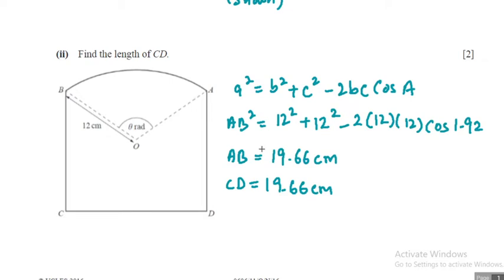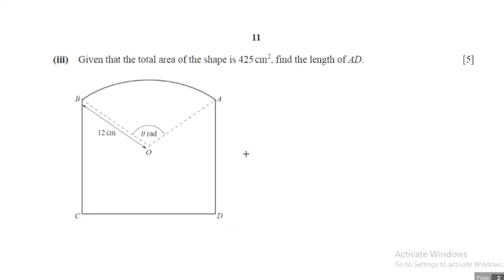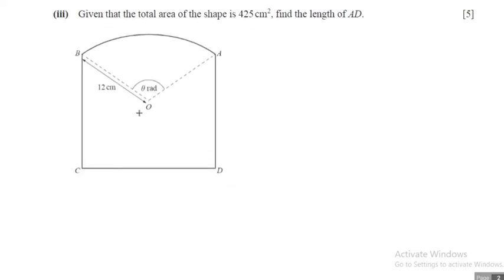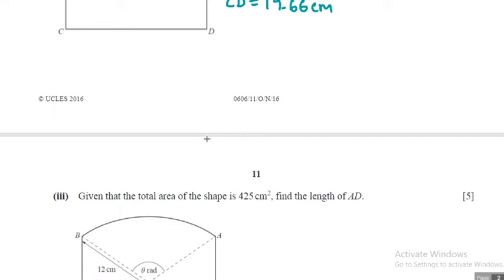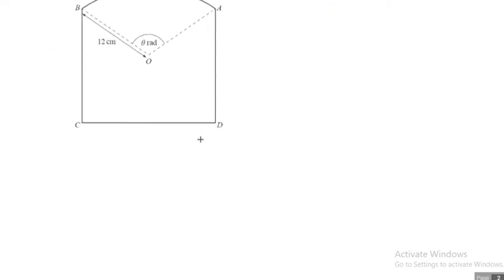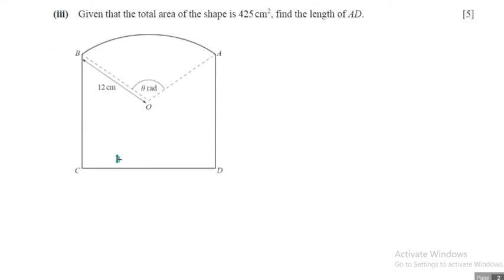Okay, move on to the next question. This is still the same question, but the third one. Given that the total area of the shape is 425, find the length of AD. Just now we found CD, which is 19.66. But now we want to find AD. They give you the area of the shape here. So how do we do this? We need to find this.